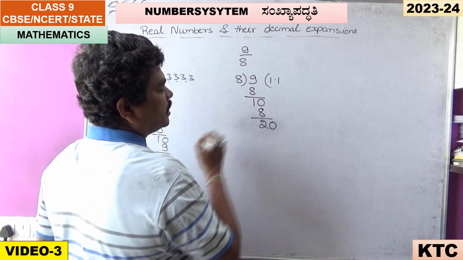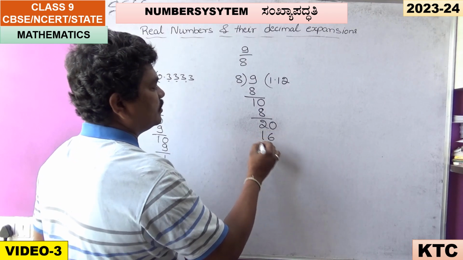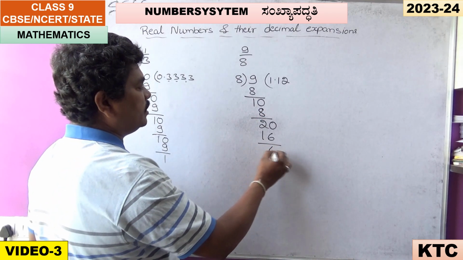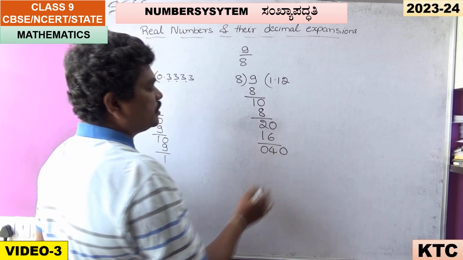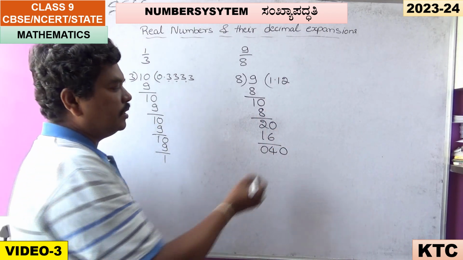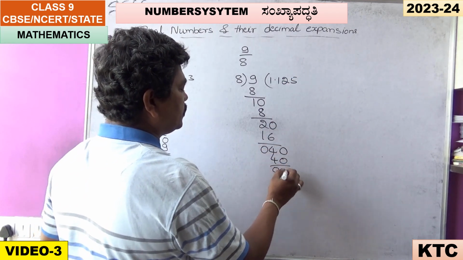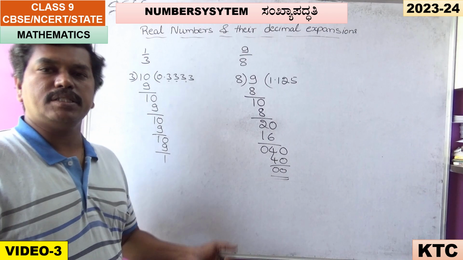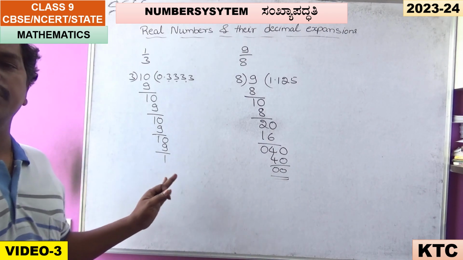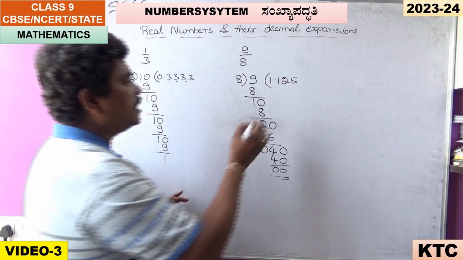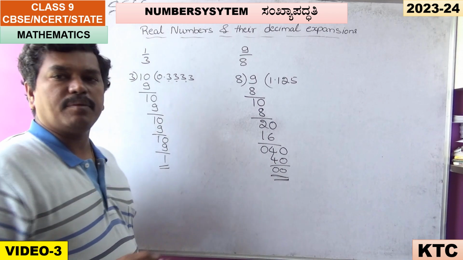How many times does 8 go into 20? 8 2s are 16. Then we subtract, and we get 4. Then we put a 0 here. So 8 5s are 40. Here you observe the remainder becomes 0. There is an ending of the division process. Here the division process ends, but in the previous one there is no ending. That means in one case the remainder becomes 0, and in the other the remainder never becomes 0.